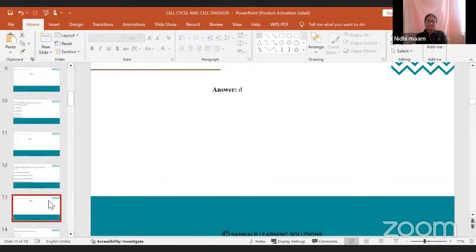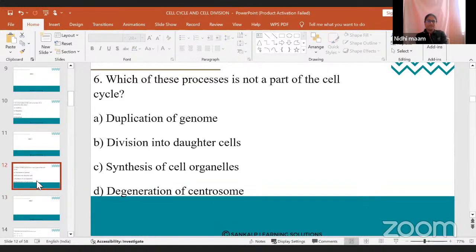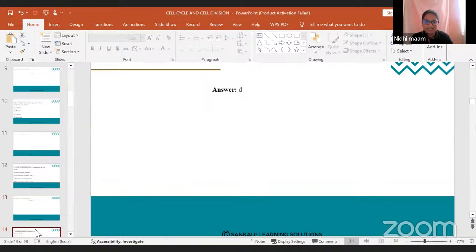Most of you voted for option C, that is synthesis of cell organelle. Exactly the right answer. Option D, na, degeneration of centrosome. Okay, good. So synthesis of cell organelle will be formed during the karyokinesis part. So degeneration of centrosome is not a part of a cell cycle. Option D is the right answer.